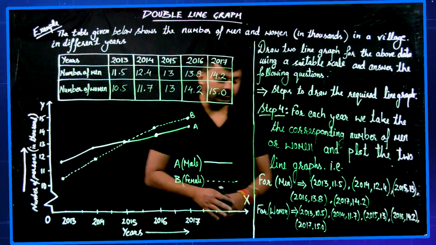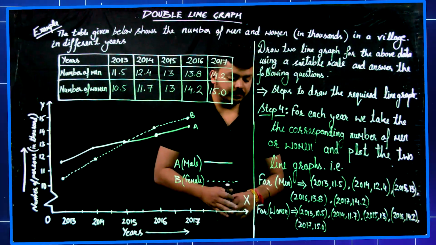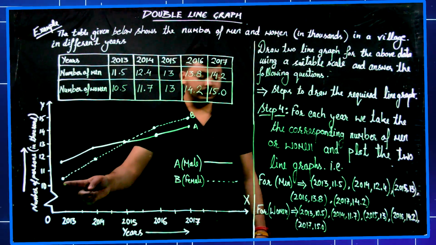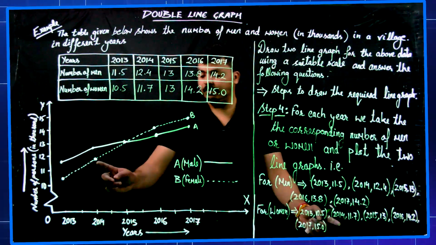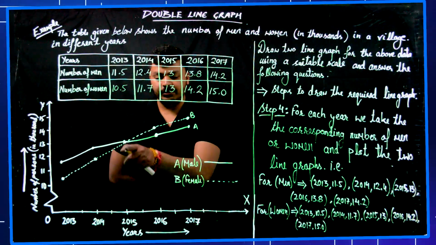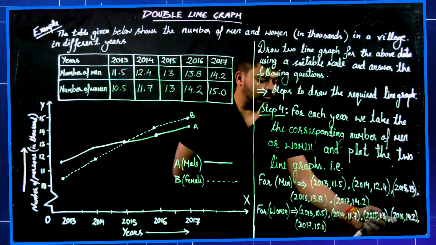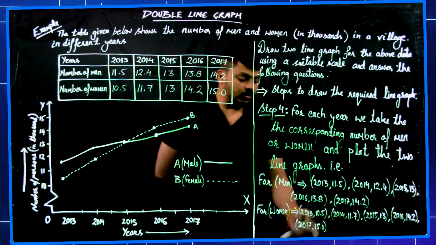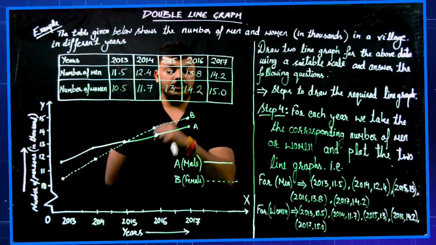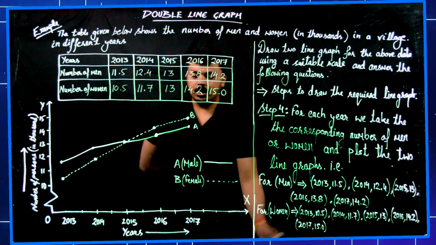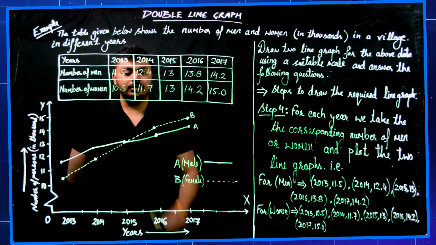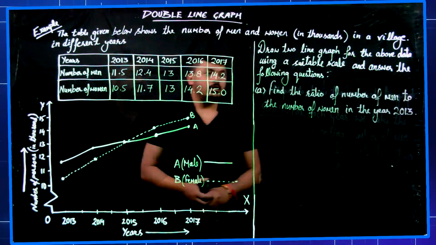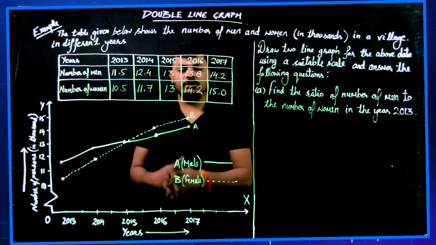Now for women, we plot the points 2013, 10.5; 2014, 11.7; 2015, 13; 2016, 14.2; 2017, 15.0. Now again we join all these points to get our graph for the number of women with respect to the given years. Now let's see some questions based on this graph.